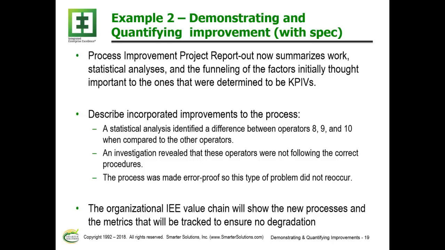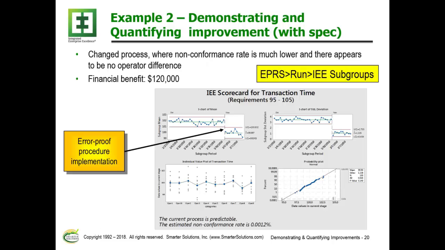So this is describing what you actually did. You maybe compared or looked at what the other operators were doing, 8, 9, and 10 in particular, and then maybe you could go in and make the process so these other operators that didn't perform as well as the other operators would actually go in and make an improvement on their process.